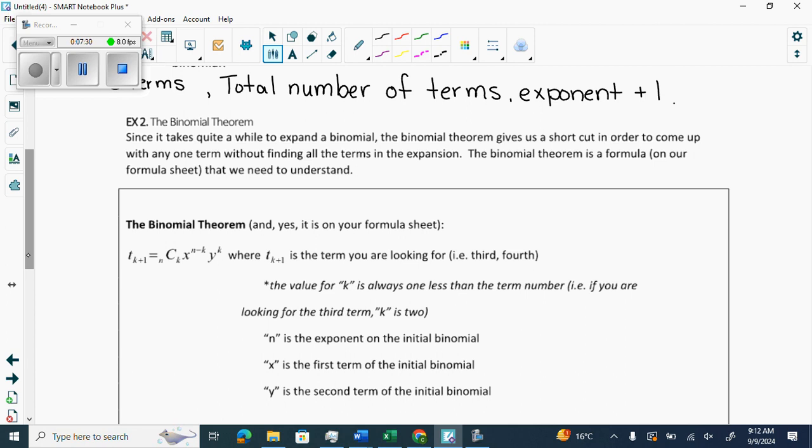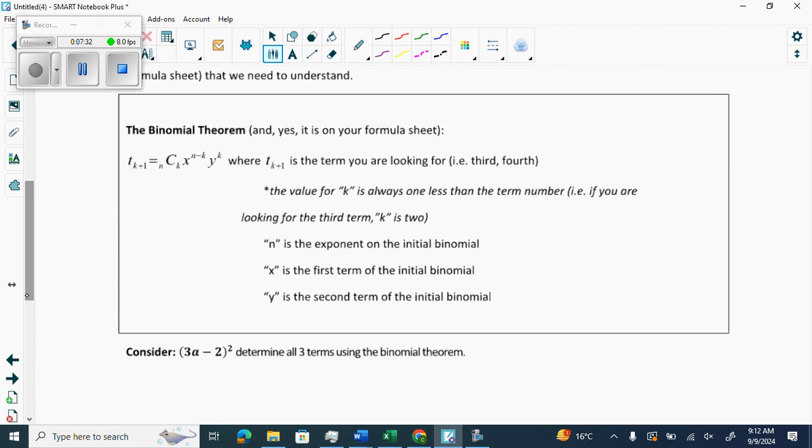So here, we have t sub k plus 1, and this seems way more overwhelming than it is. If I get your full attention this whole class, this is not a hard lesson. It's a lot of plugging it into a formula, getting out an answer. Okay, so let's pay attention. So we have t sub k plus 1 equals nCk, x to the n minus k, y to the k, where t sub k plus 1 is the term you're looking for.